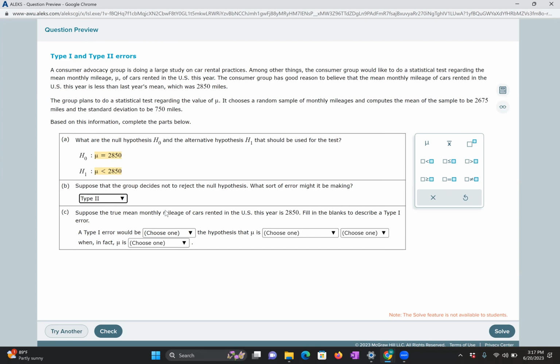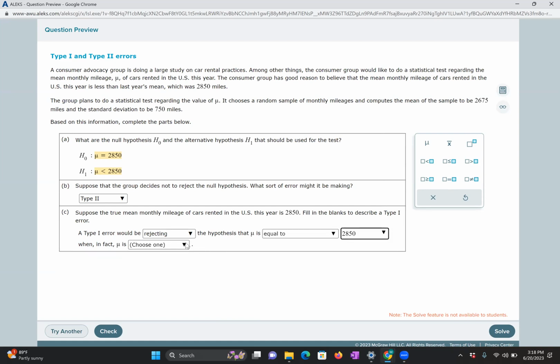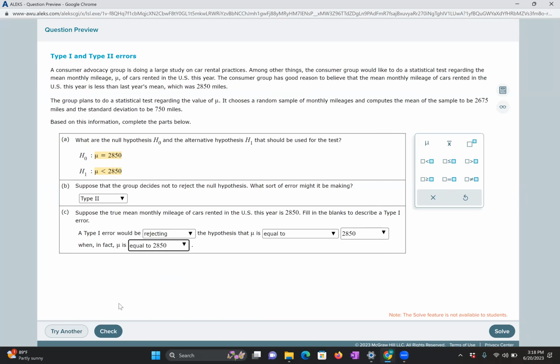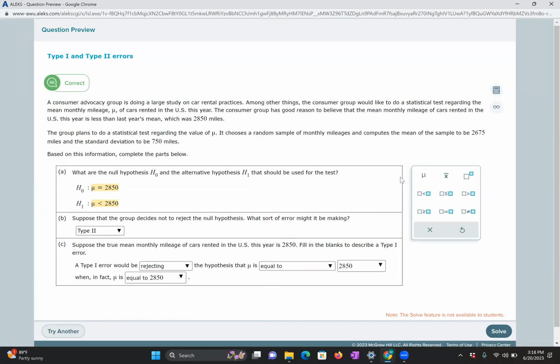Suppose that the true mean monthly mileage of cars rented in the US is 2,850. What a type 1 error would be, let's see, rejecting the hypothesis that mu is equal to 2,850, when in fact mu is equal to 2,850. All right, let's check that one out. All right, we're good on that.